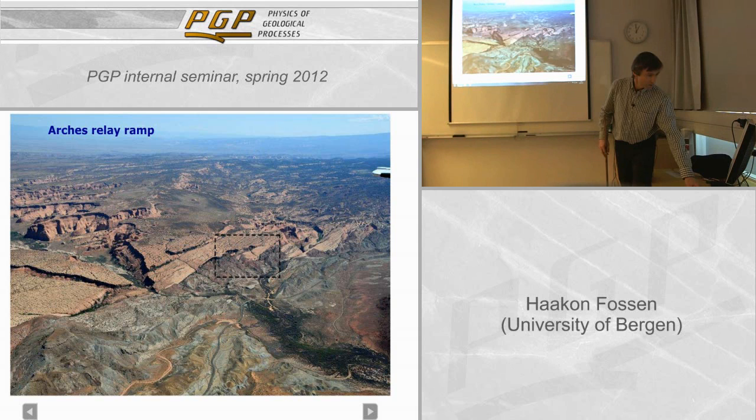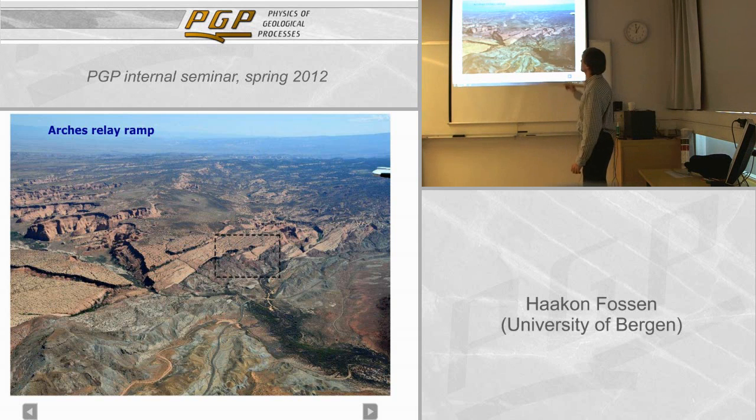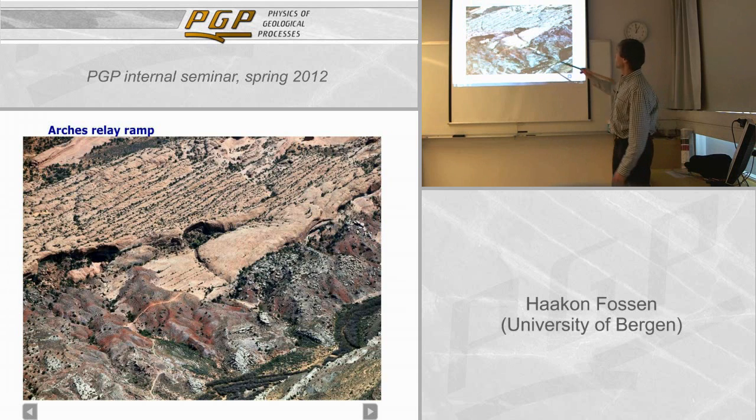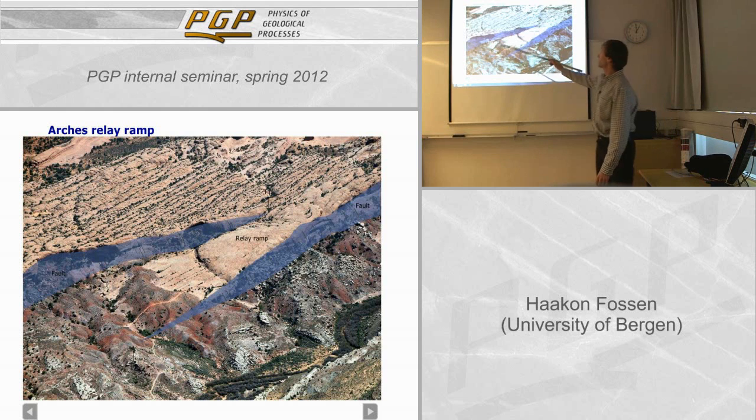I'm going to take you to another place in southern Utah, Arches National Park, where we have a fault system in Salt Valley, Cache Valley, I think is the name, where the fault is split into several segments. If we look at this one here, it turns out that it's a nice relay ramp. So one fault dying out to the right, another one taking up the displacement. So it's a transfer or a relay structure.